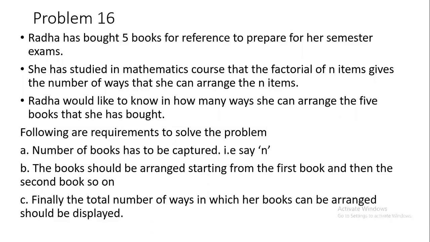So to know in how many ways these 3 books can be arranged, if we calculate 3 factorial, then it will give us the number of ways in which those 3 books can be arranged. So n books can be arranged in n factorial number of ways. The books should be arranged starting from the first book and then the second book and so on. Finally, the total number of ways in which her books can be arranged should be displayed, right? So this is the problem statement that we have.